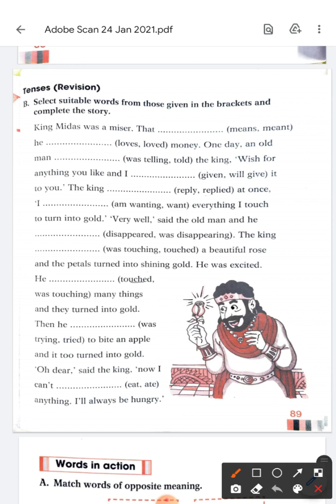Okay. King Midas was a miser. What are we doing here? Using the right tense. We are doing tenses. So when we have was here, that means we are talking in the past tense. And whenever stories are there, they have already happened. So we tell the stories in past tense. So King Midas was a miser.